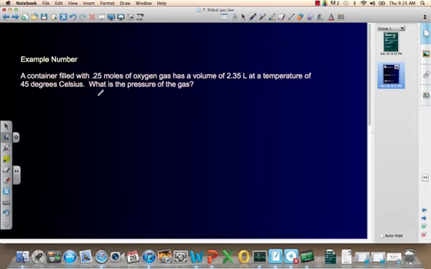All right, so a container filled with 0.25 moles of oxygen gas has a volume of 2.35 liters at a temperature of 45 degrees Celsius. What's the pressure of the gas?